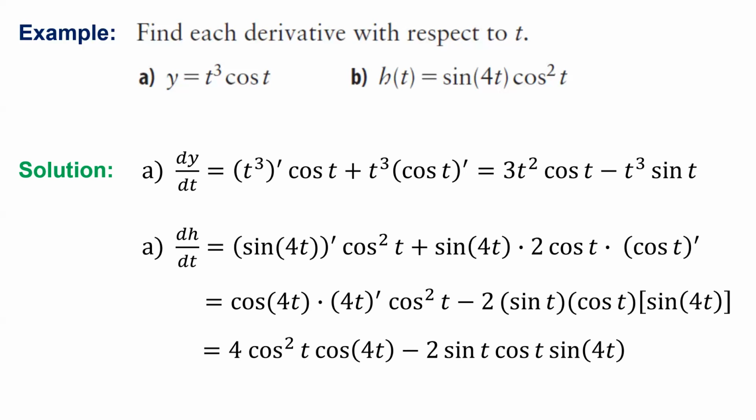Okay, second, let's have a look at the derivative of h with respect to t, dh by dt. Again, we should use the product rule, which gives us the derivative of the first function times the second function plus the first function times the derivative of the second function. And this gives us the final result: 4 cosine t squared times cosine 4t minus 2 times sine t times cosine t times sine 4t. Okay, I'll give you 2 minutes to have a look at the solution here. Any questions, just let me know, okay?